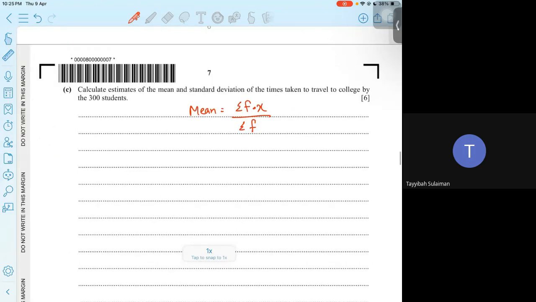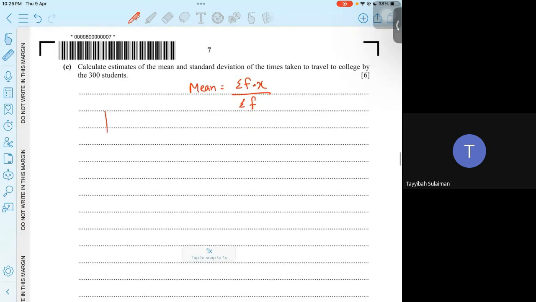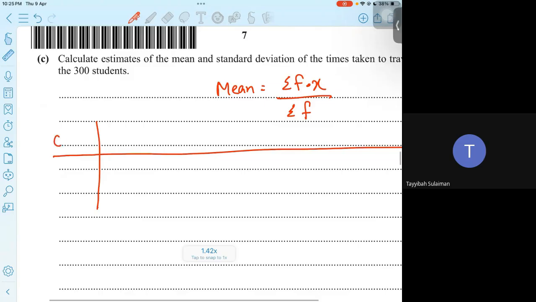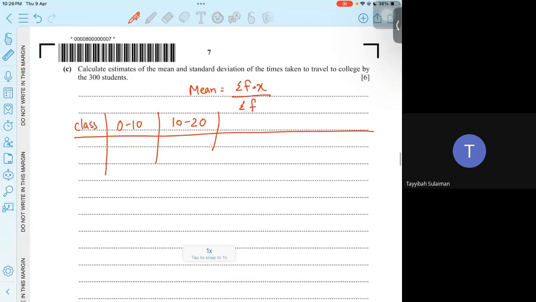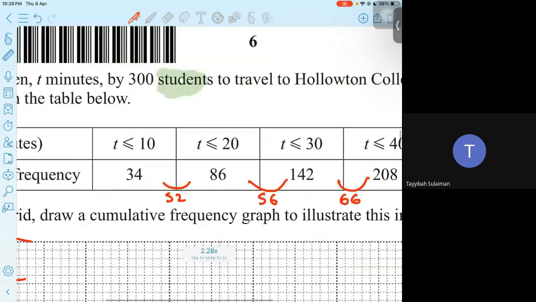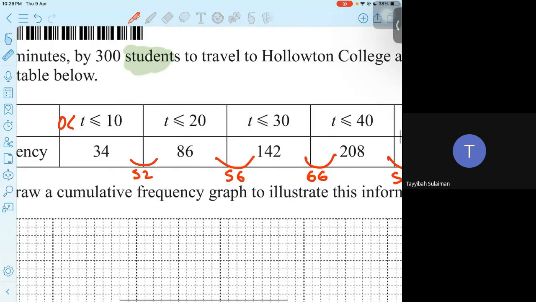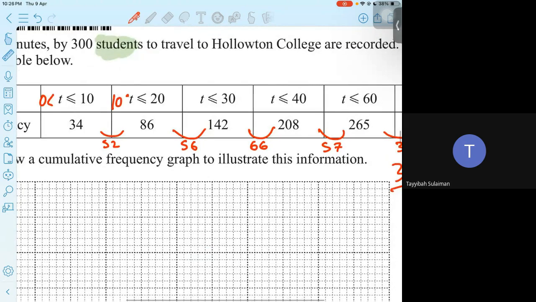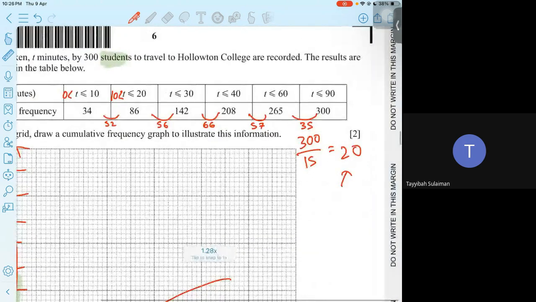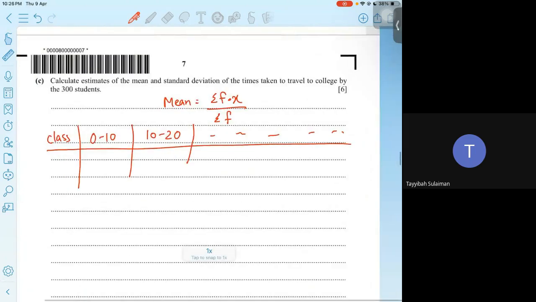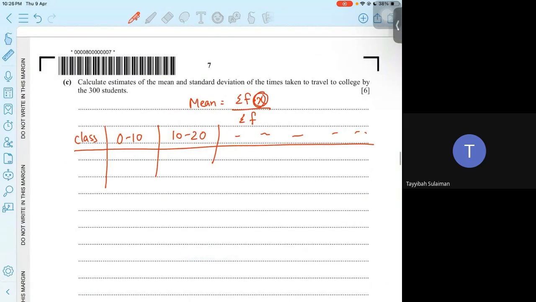And then the problem with this table is, if you have classes from 0 till 10, from 10 till 20, and so on, I don't have a value to multiply it with, right? As in, if I have all the values from 0 till 10, what am I exactly multiplying with? Or all the values from 10 till 20, I don't have something to multiply it with. And I need fx. So I need a value of x that I can use to multiply, right?